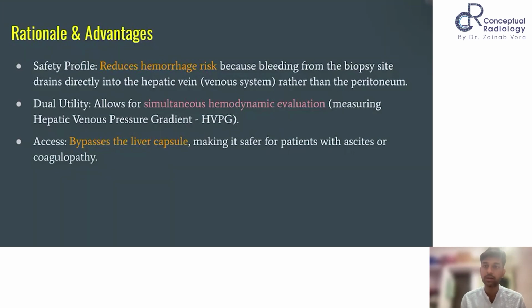Okay, and one more important advantage is it has a dual utility to measure the hepatic venous pressure gradient. So we can measure the HVPG, commonly asked in Viva also. So why it is done and how it is done. You just need to remember HVPG is basically done to differentiate the causes of portal hypertension, especially sinusoidal and post-sinusoidal portal hypertension, which forms a big number of causes.